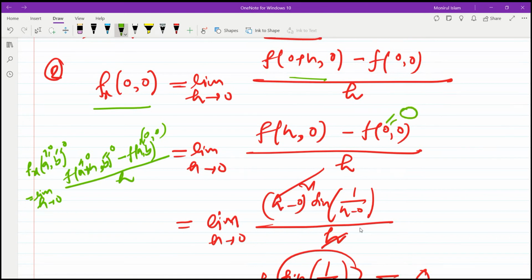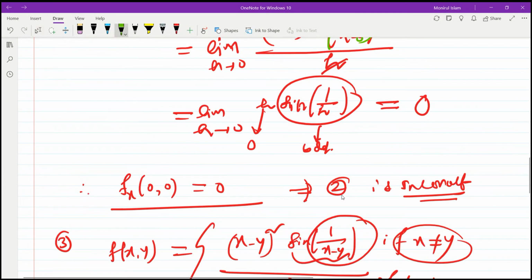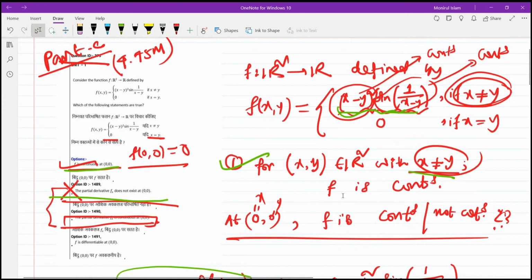Everyone apply the definition. f(x,y) is (x minus y) squared sine of 1 upon (x minus y), meaning (h minus 0) squared sine of 1 upon (h minus 0). Now one h will be cancelled, so the limit as h tends to 0 is h sine of 1 by h. Again, this limit is also 0 because this is a bounded quantity and this is tending to 0. So by the previous result, this limit is also 0. So f_x at (0,0) is 0, so it exists. But option 2 says f_x at (0,0) doesn't exist, so it's incorrect. Now option 3.